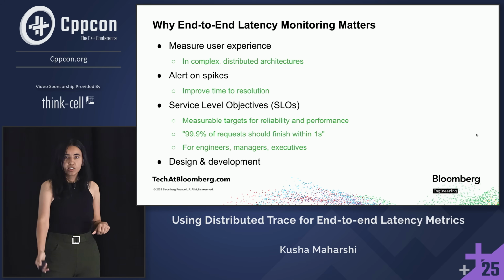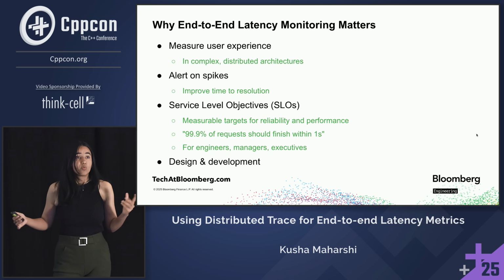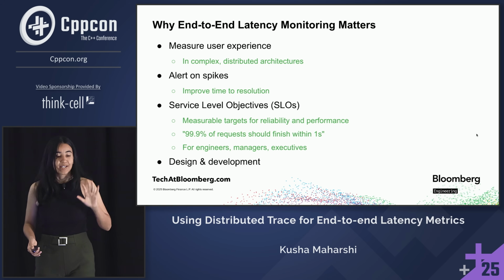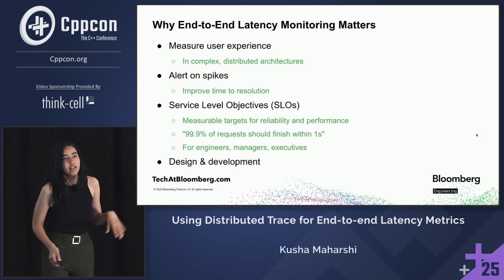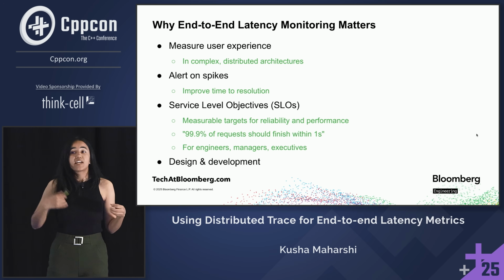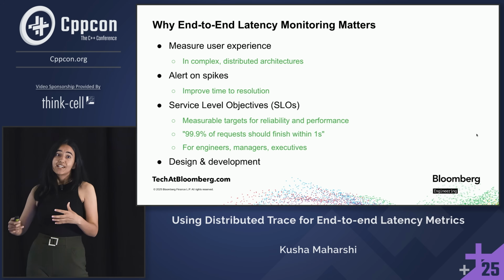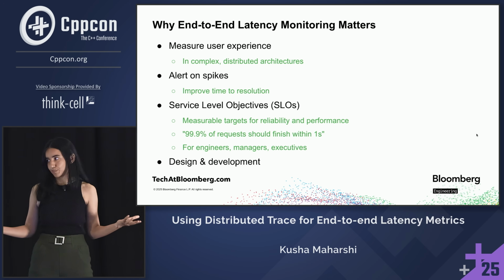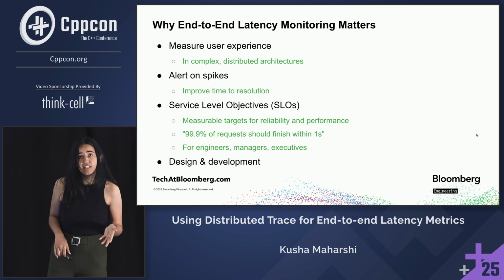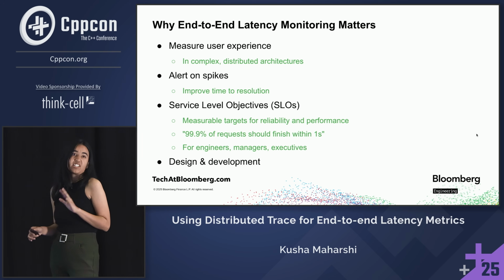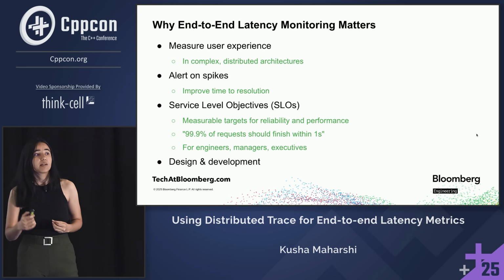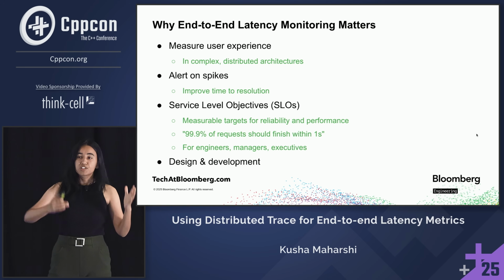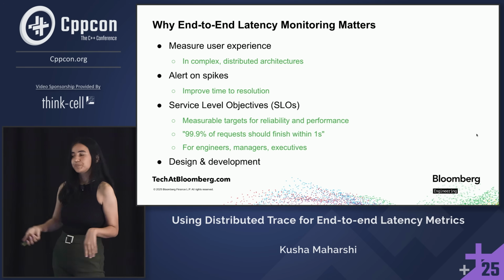So an engineering team can have an SLO like, we want to make sure that 99.9% of our requests finish within 1 second. And these are also very valuable for engineers, managers, and executives alike to get an understanding of the state of the overall system. Now, finally, this is also important for design and development, which is that if you're testing out different architectures and pipelines, you can use these end-to-end metrics for A/B testing as well.